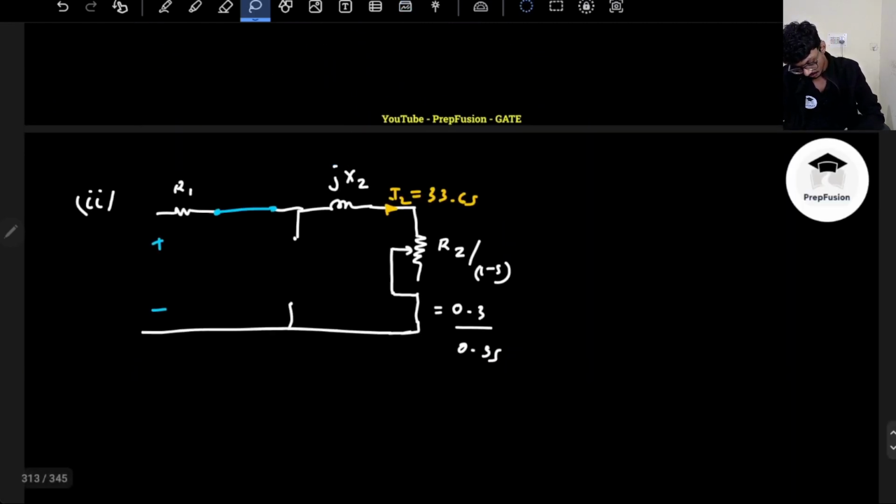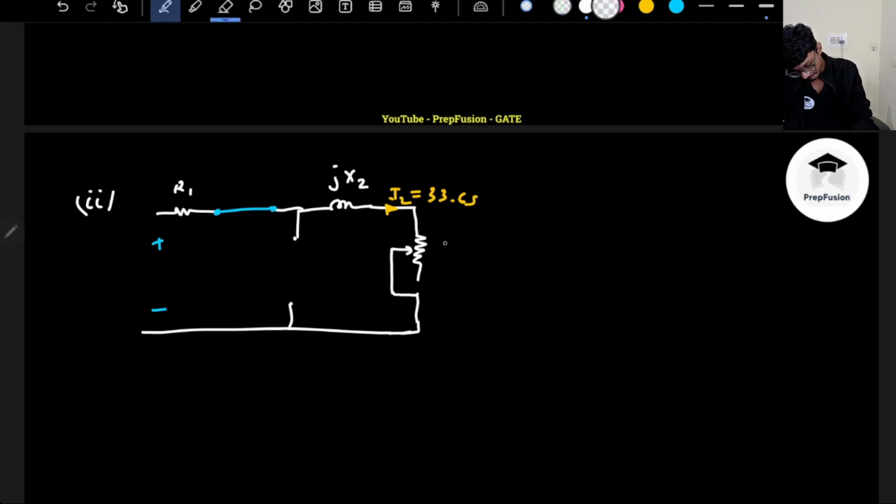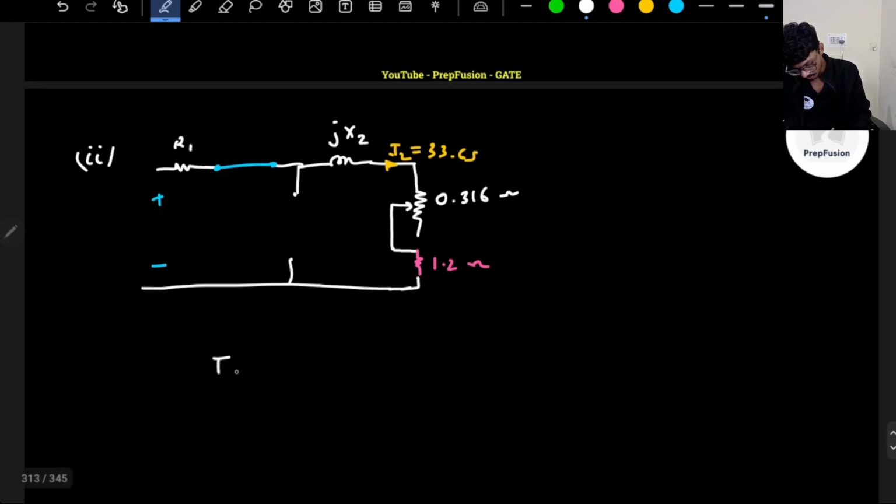So instead of this being 0.3 divided by 0.95, this will be 0.316 ohms, plus another additional resistance connected in the rotor circuit, that is 1.2 ohms. Now the current is still the same, it is not changing, I have just added an external resistance. So now the torque developed due to the dynamic braking will change.